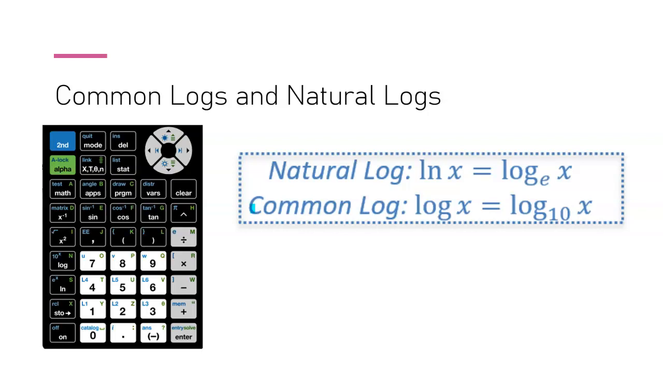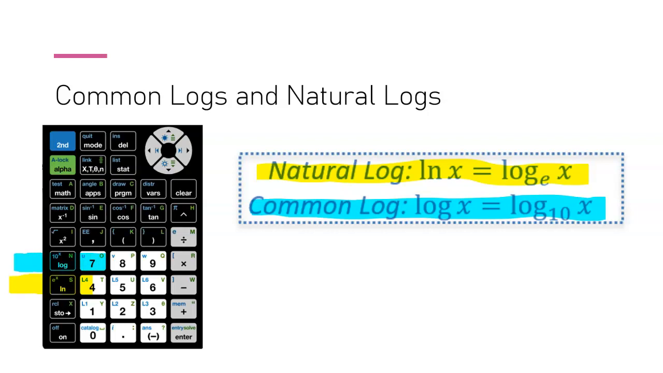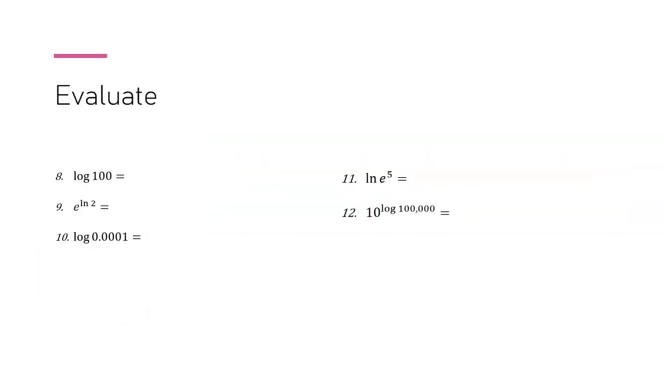Some logs, we don't write the base because they're so prevalent. A natural log is a log with a base of e, and that button is on your calculator. So that's why these ones are important, because you can find them on your calculator. A common log is going to be base 10, and that button is on your calculator. Notice how both of these buttons share space with their opposite. They share space with the exponential that undoes them.